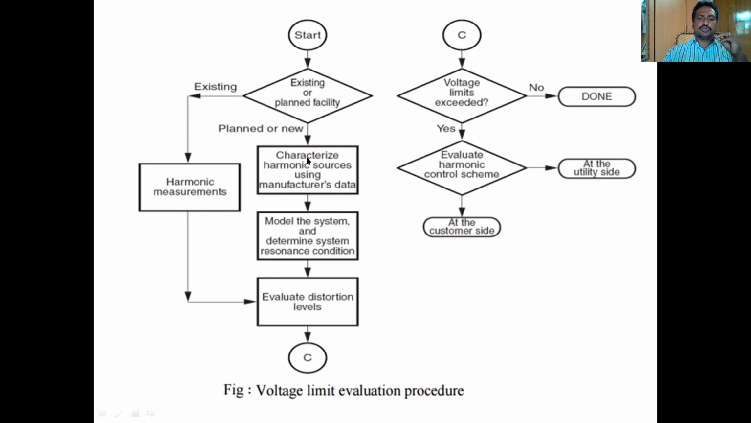So first you go to characterize harmonic sources using manufacturer's data, and after then model the system and determine the system resonance conditions. After then you evaluate distortion levels and you will come back to identify voltage limits. If it is not exceeded, okay, fine. If it is exceeded, again you will go to evaluate harmonic control schemes and where you want to place it, at the customer side or at the utility side. So this is the voltage limit evaluation procedure.